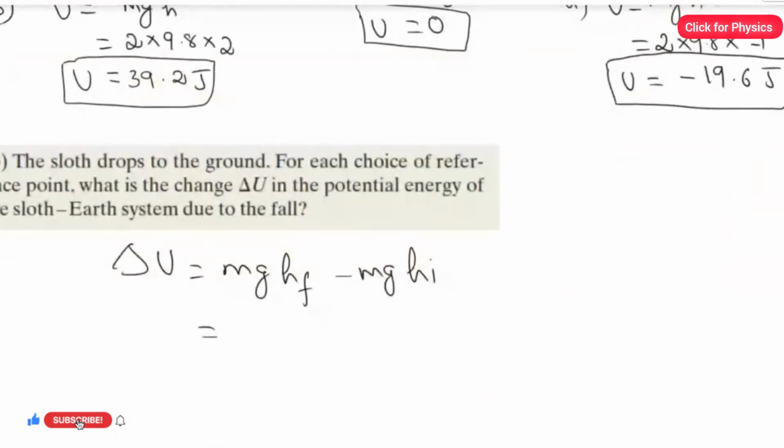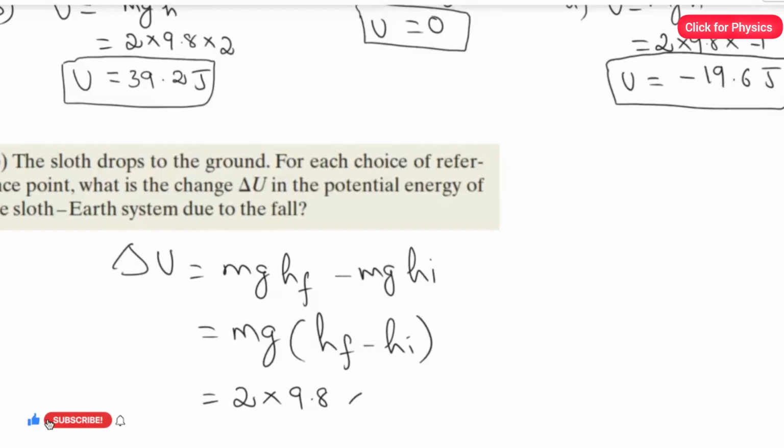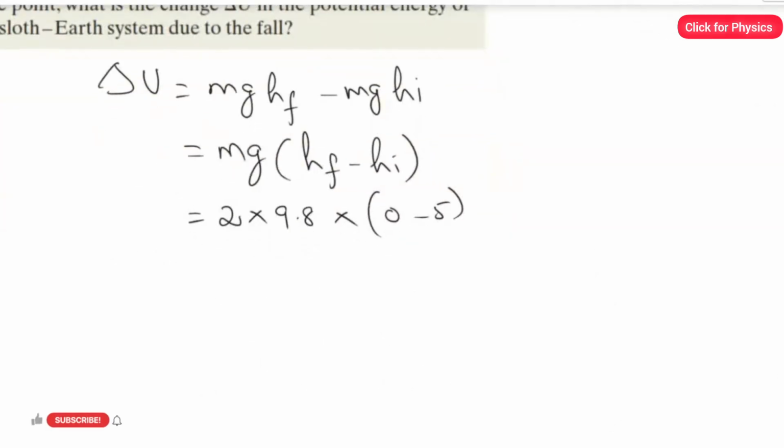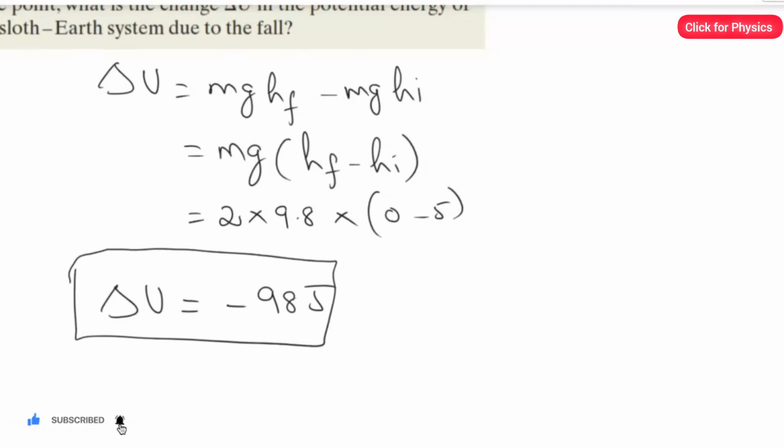We can substitute the values here, or take mg as a common term. So inside the bracket, I can write h final minus h initial. The mass of the sloth is 2, and the acceleration due to gravity is 9.8, multiplied by h final, which is 0, minus h initial, which is 5. Now you can see we get a negative value for the change in potential energy. So delta U is equal to -98 joules. This is the answer for part B. That's it. Thank you.